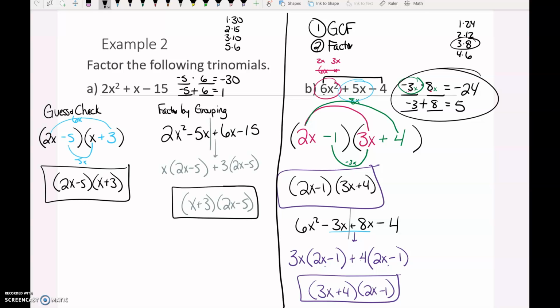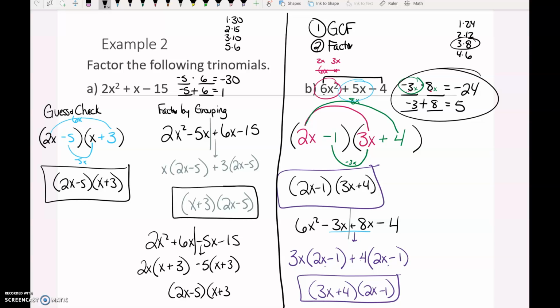Okay, here's both methods. And something else I wanted to show you was if you switch around those middle terms, it is not going to affect anything. It'll just switch the order of your parentheses. Negative 5x. So the order that you put those two terms in the middle is not going to matter. It's going to work either way.